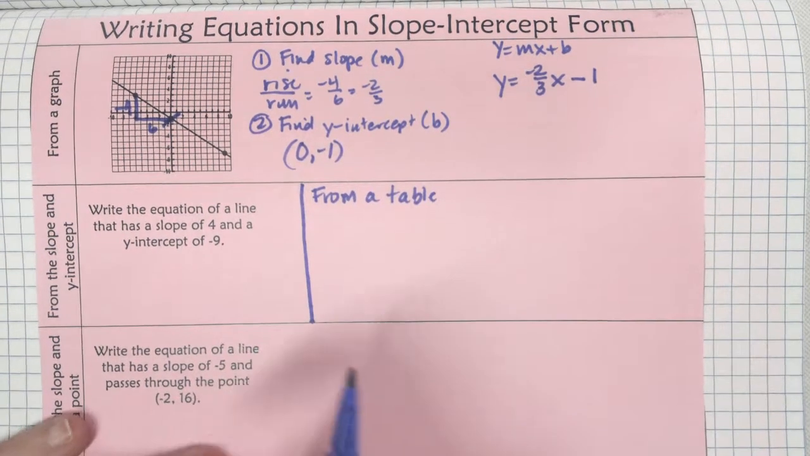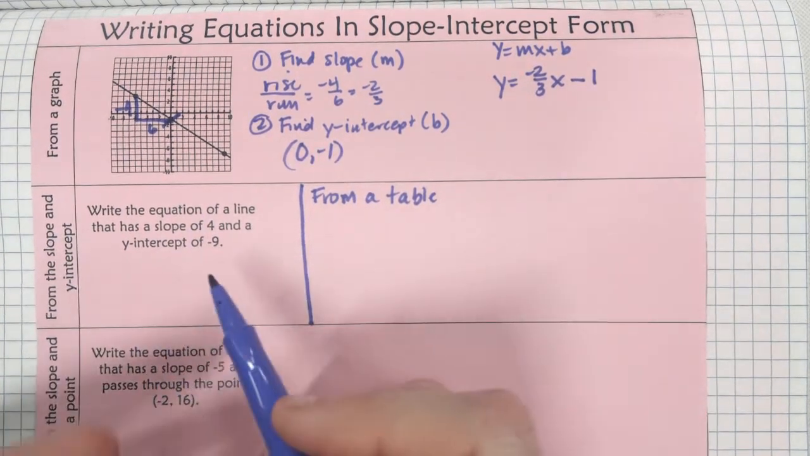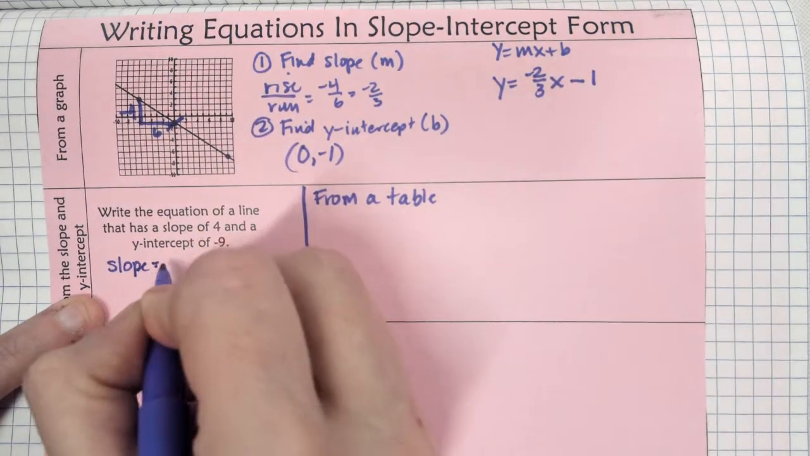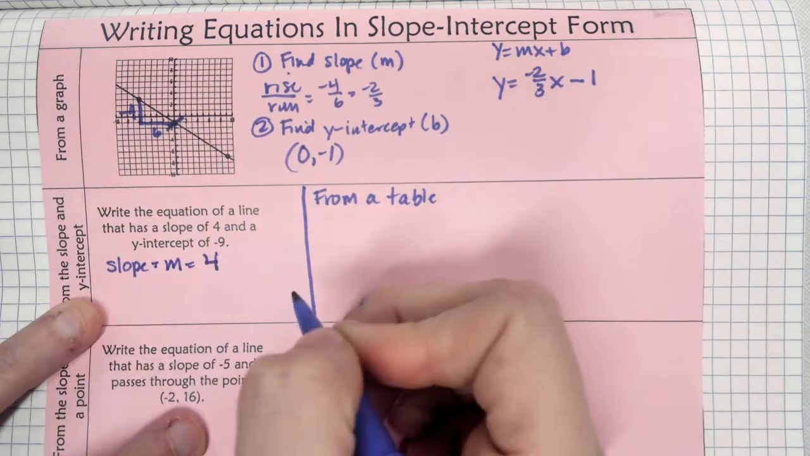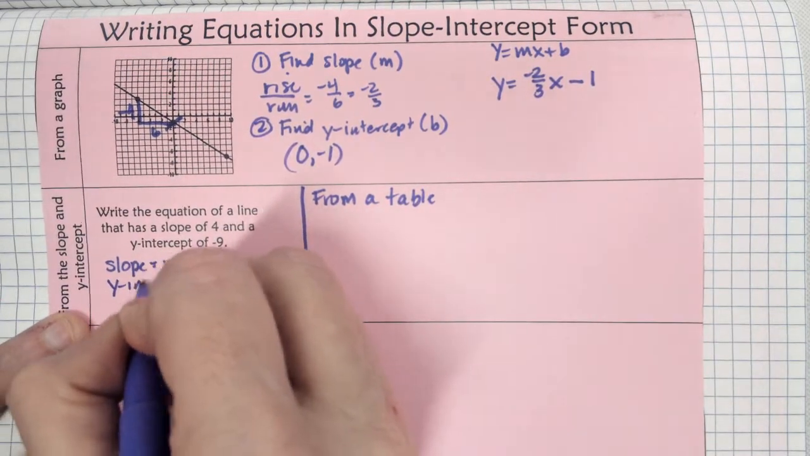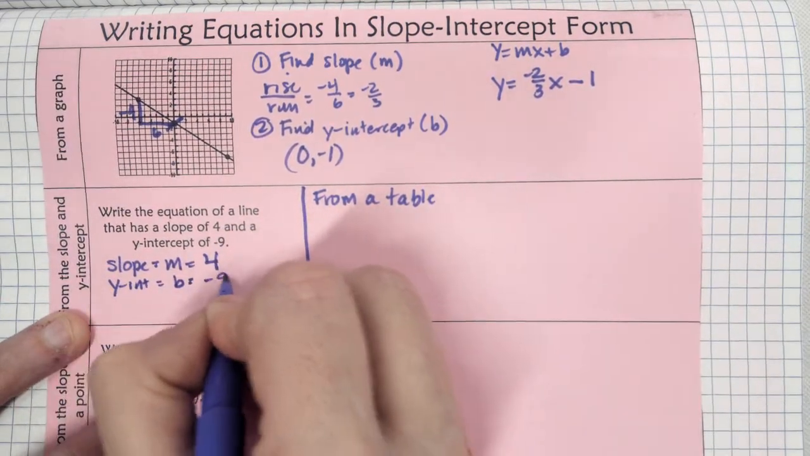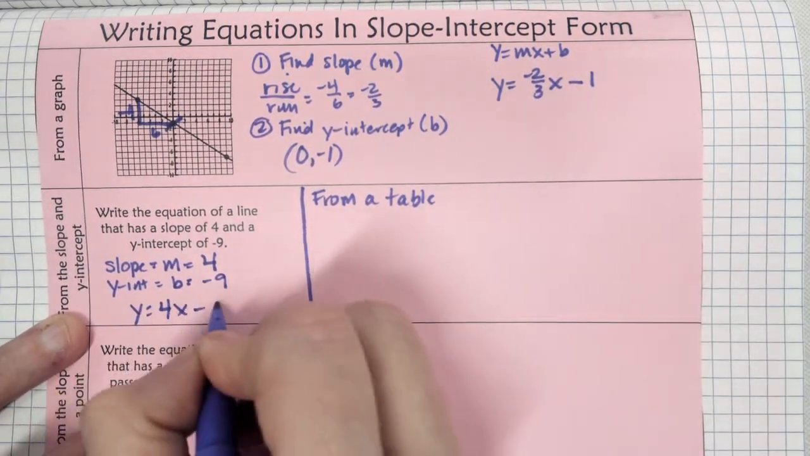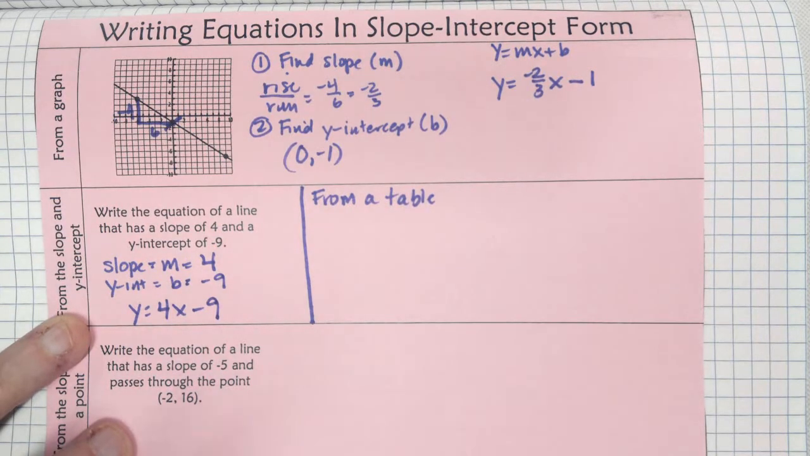Now, if they give me everything, like this one, it's easy. They gave me the slope, which is m, which is 4. They gave me the y-intercept, which is b, which is negative 9, so I'm just going to plug it in. y equals 4x minus 9. This one, they just gave it all to me.